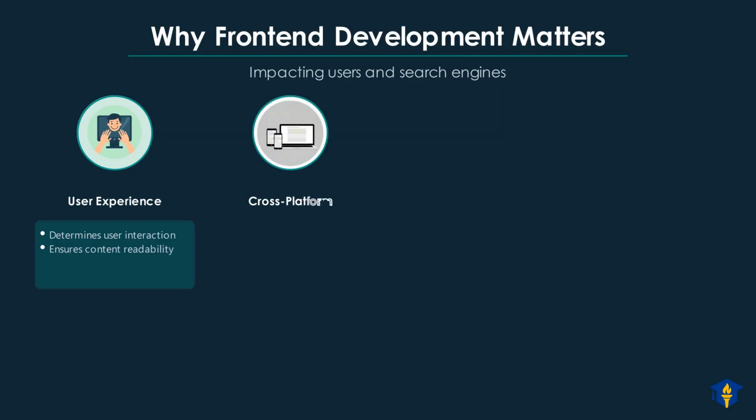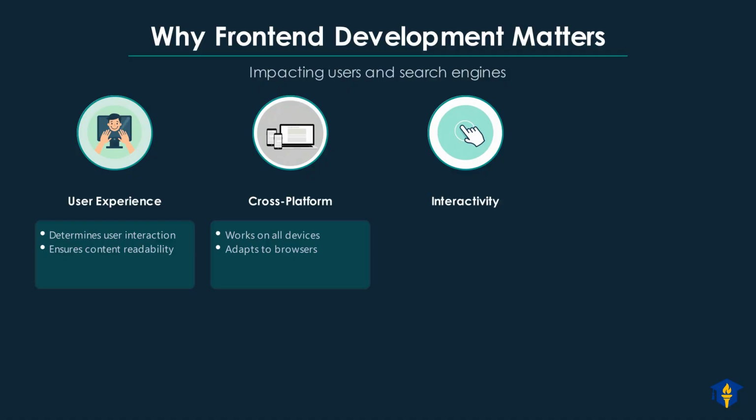Next, we look at cross-platform compatibility, a key requirement for modern web applications. Effective front-end development ensures your application functions seamlessly across various devices, from desktops to mobiles. It also guarantees consistent performance and appearance, adapting smoothly to different web browsers. Third, interactivity is vital for engaging users and providing a rich web experience. Front-end development enables dynamic features like animations and interactive forms that enhance user engagement. It also supports real-time updates, allowing content to change instantly without requiring a page reload.